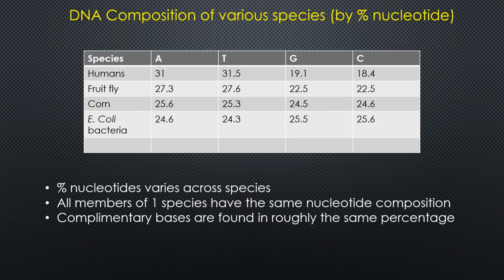But if we're looking strictly at adenine, we'll see that humans have only 31%, but E. coli have about 24 to 25%. So there is a variety across species, but within the same species, they would be the same.